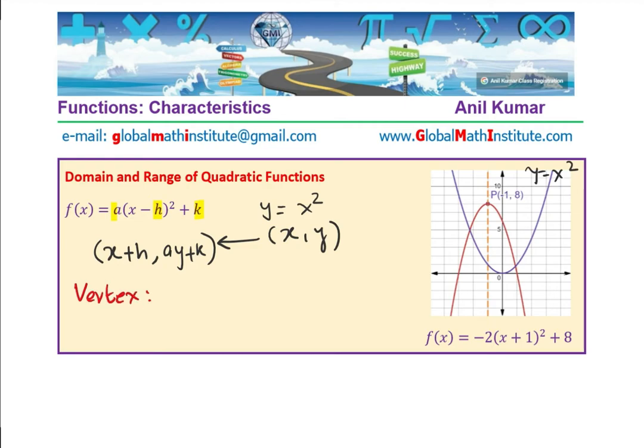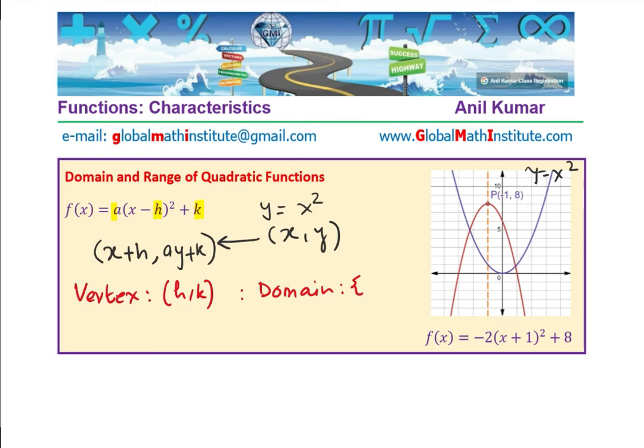So in this case, the vertex is at (h, k). If I substitute h here, I get 0, and 0 plus k, the y value. Perfect, that's the vertex. For a parabola, this is a very critical point. It decides maximum or minimum. Now, as far as the domain is concerned, you know, domain is all real numbers, right?